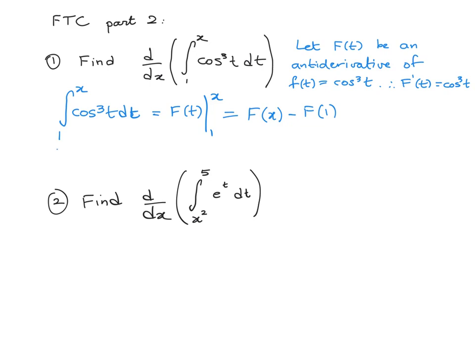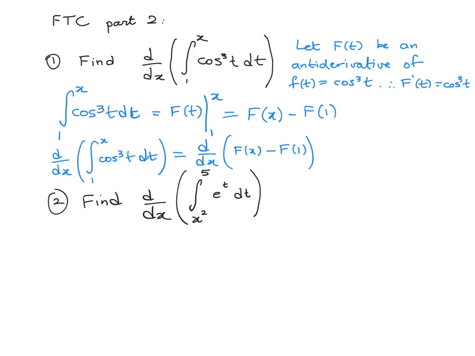Okay, so what I'm now interested in is taking the derivative of this. So I say d dx of the integral from 1 to x of cosine cubed t dt is going to be d dx of capital F of x minus capital F of 1. Now here's where it gets easy but also tricky. You have to be very careful. Now, we know that given the variable x right here and here, the derivative of capital F of x is capital F prime of x.